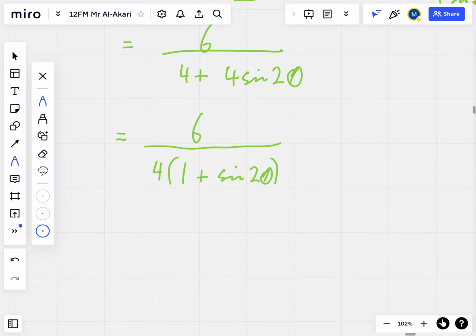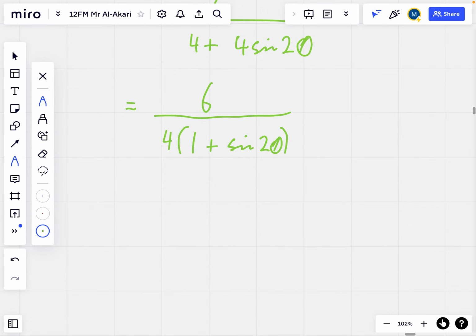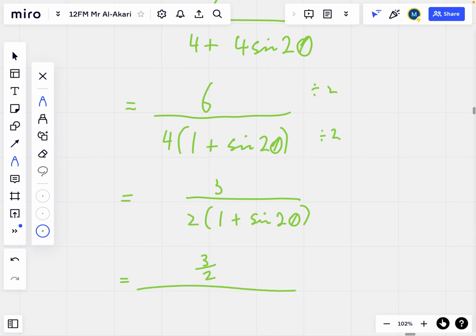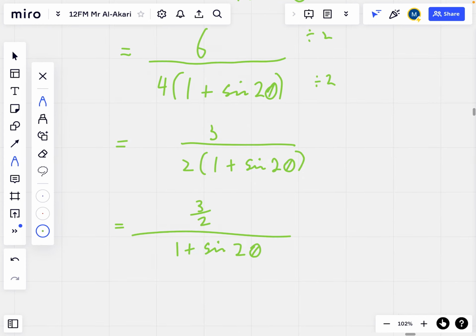And now I know I tell you guys we don't like this and we don't want to see this, but let's divide top and bottom by 2 for now. But I think we're going to have to leave our answer as a fraction within a fraction, because that's what they want. So we have 3 over 2, 1 plus sine 2 theta. And then the final answer will be 3 over 2 all over 1 plus sine 2 theta. And I think that's the end of the question.